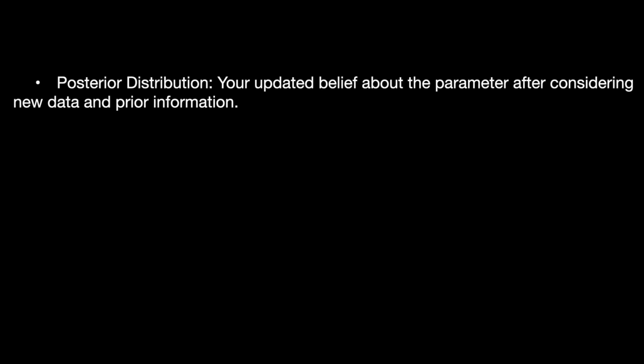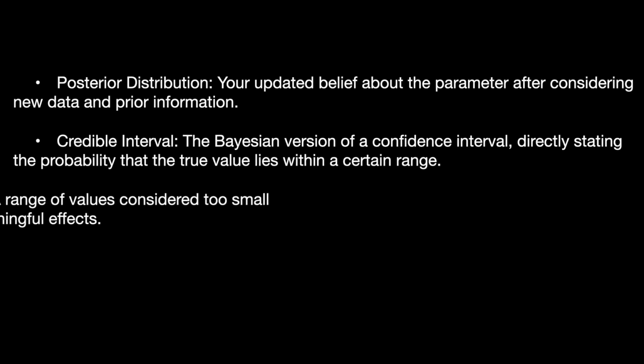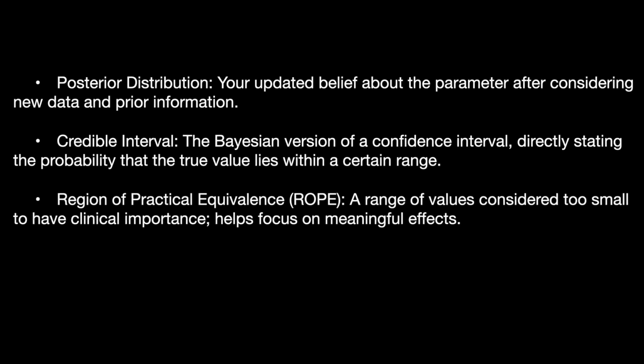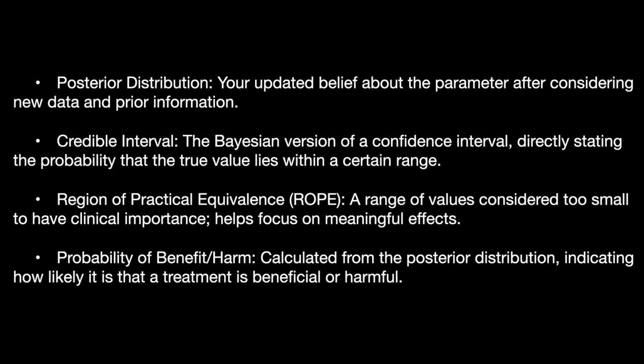Your updated belief about the parameter after considering the new data and prior information is called the posterior distribution. The Bayesian version of the confidence interval directly states the probability that the true value lies within a certain range. Like we saw in the previous example, we can say with certainty that the mortality rate is somewhere between 15 to 45. ROPE is a range of values considered too small to have clinical importance, helping us in focusing on meaningful outcomes when the variance is too high. We can calculate both the benefit as well as harm from the posterior distribution by the odds ratio.